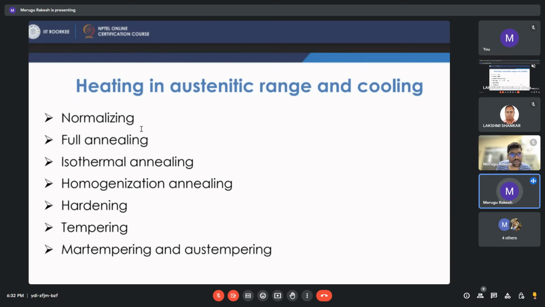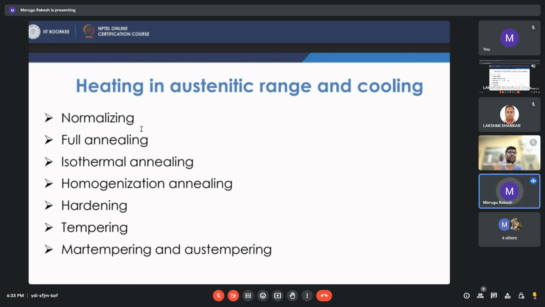Okay. Then comes isothermal annealing. In this case, suppose we are doing annealing at some 700 degrees Celsius. We do annealing there, then we soak for some time, then we cool it to some 300 degrees Celsius, and we hold there for some more time. This depends upon the type of microstructures we want. Then after holding, we switch off the furnace. So we are holding it at constant temperature for some amount of time. That is what is called isothermal annealing.